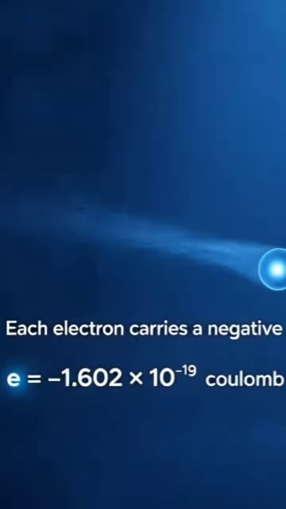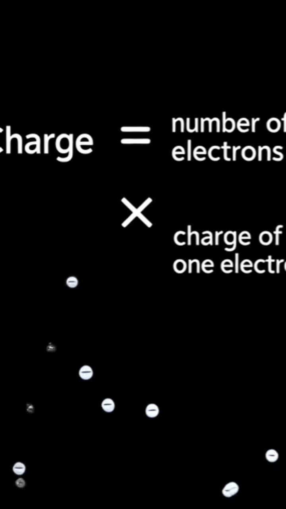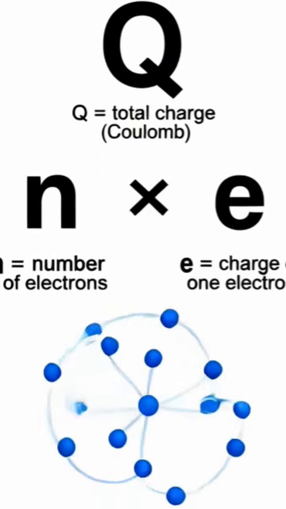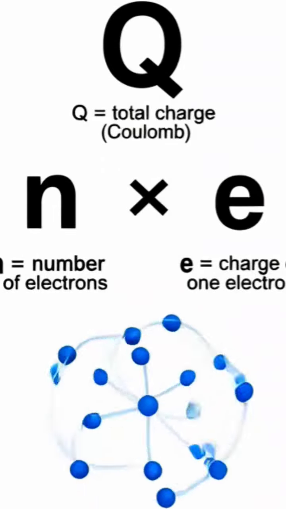Each electron carries a negative electric charge. The charge is equal to the number of electrons multiplied by the charge of one electron. This shows how charge builds up from individual electrons. Q equals N times e, where Q is total charge in coulombs, N is the number of electrons, and e is the charge of one electron.